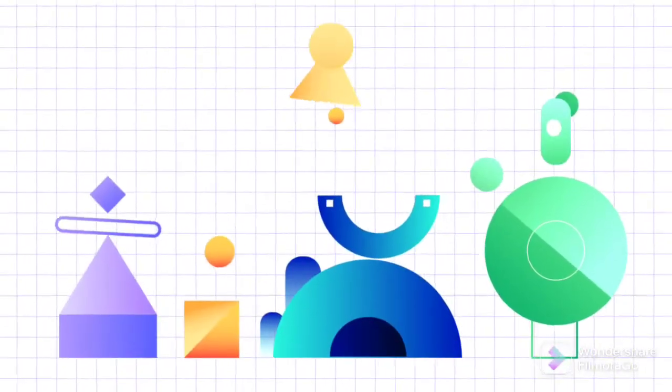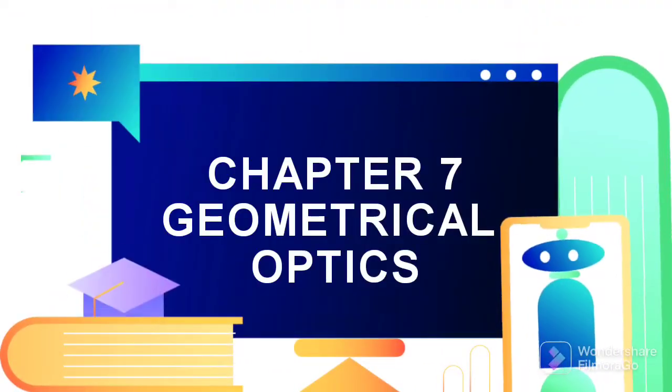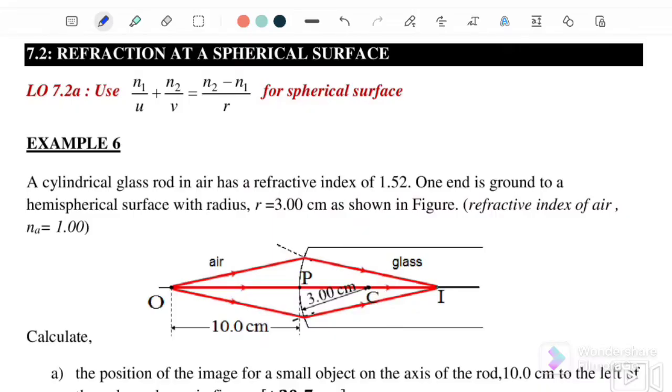Today we are going to learn chapter 7, Geometrical Optics. In this video, we are going to discuss 7.2, Refraction at a Spherical Surface. For this subtopic, we are going to use two equations to solve the questions related to the spherical surface. The first equation that we will use is n1 over u plus n2 over v equals n2 minus n1 over r.